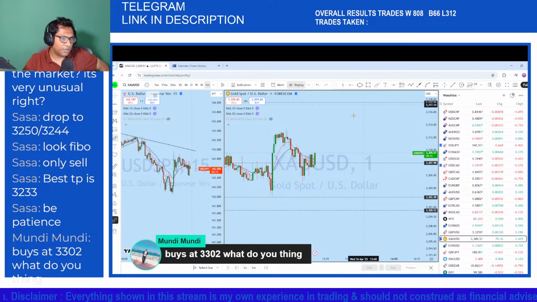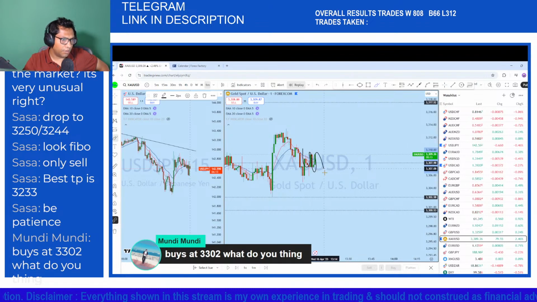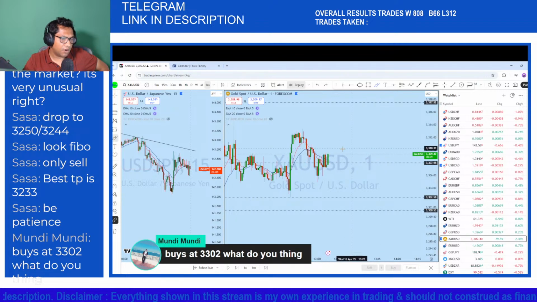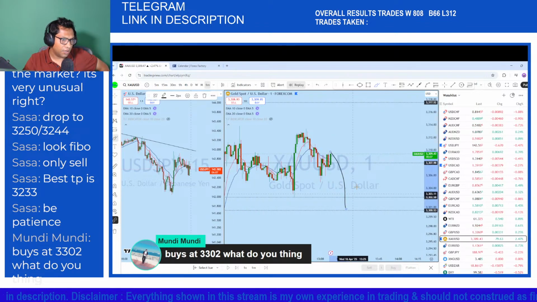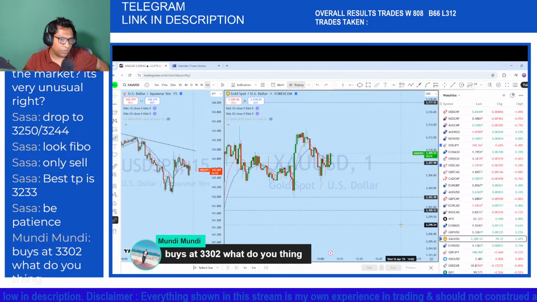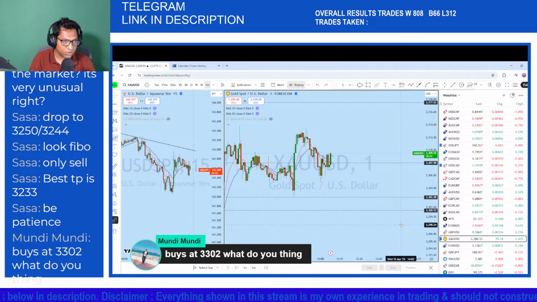So you can see there is a W sideway movement. We may see a break to the upside now, waiting for that level to be retested, 3302 or 03 level.